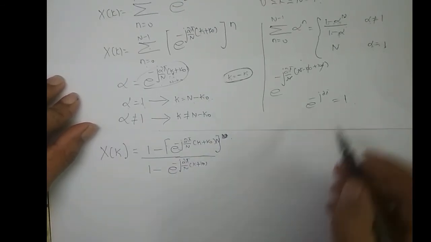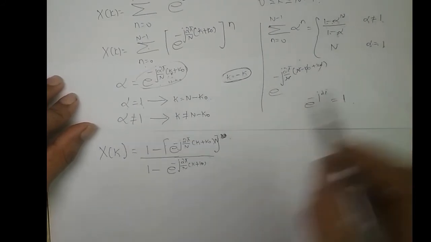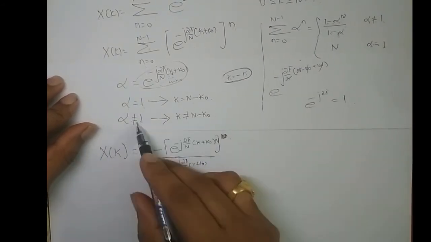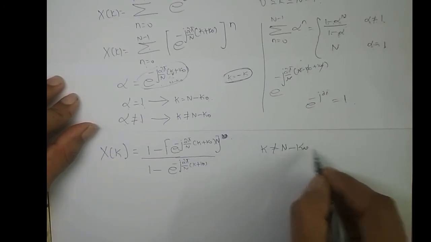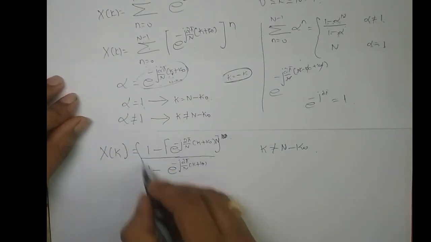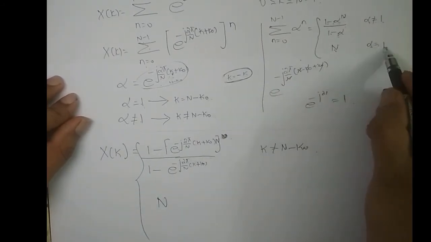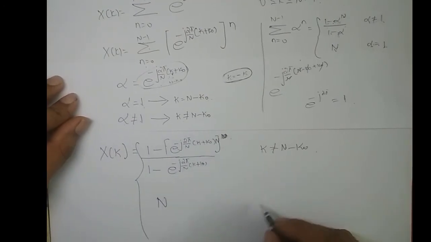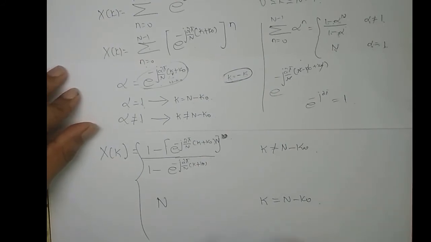Now this holds good for alpha not equal to 1. But what do you mean by alpha not equal to 1? What is this in terms of k? It is for k not equal to N minus k naught, right? Correct, no? And it is equal to N for alpha equal to 1. What does alpha equal to 1 imply? K equal to N minus k naught. Correct, no? Now, what happens to this equation?